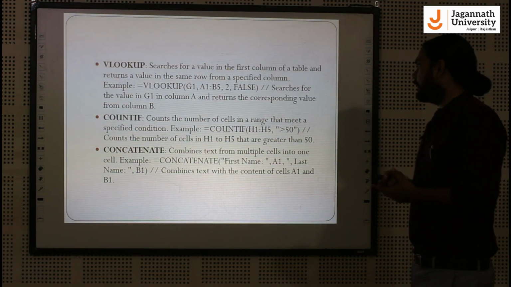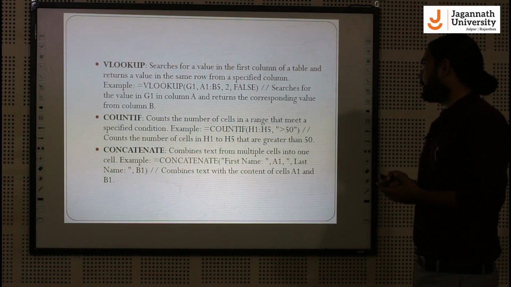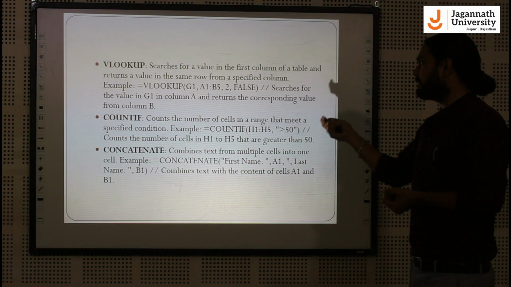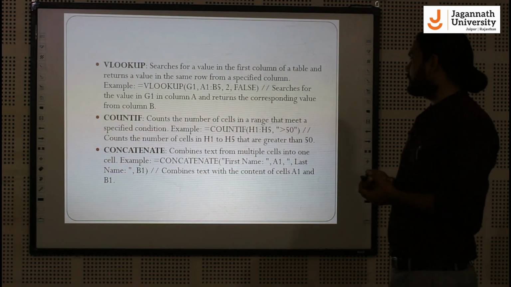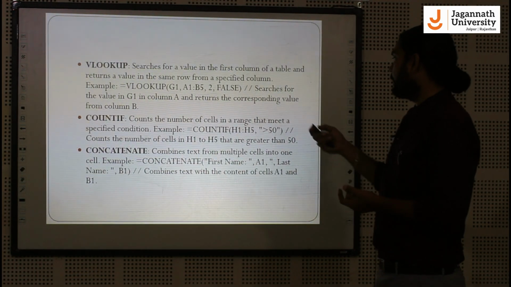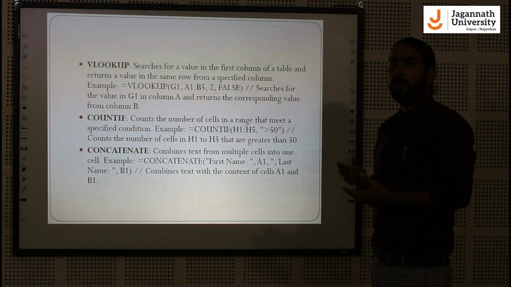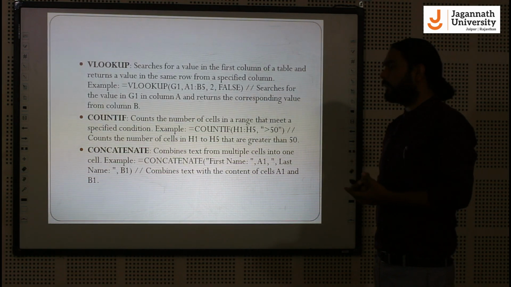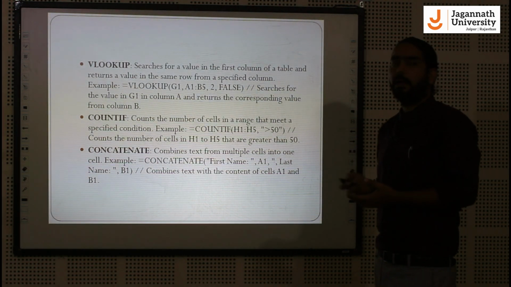COUNTIF, count the number of cells in the range that meet a specific condition. For example, equal to COUNTIF H1 to H5 and greater than 50. Count the number of cells in H1 to H5 that are greater than 50. CONCATENATE, combine text from multiple cells into one cell. For example, equal to CONCATENATE first name A1, last name and B1. This formula is used to combine text with the content of the cells A1 and B1.